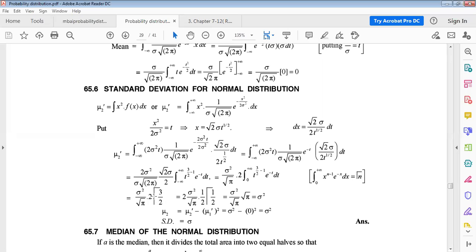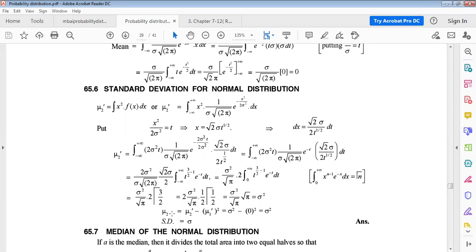Gamma 3 by 2. This is n equals 3 by 2 here. Gamma 3 by 2 can be written as half into gamma half. But gamma half equals root pi. Remember it, gamma half equals root pi from the gamma beta function. This root pi will be cancelled, so only sigma square remains. That means this moment equals sigma square.